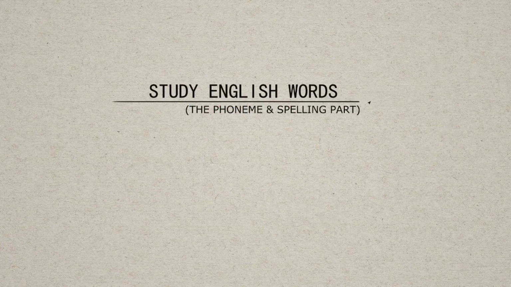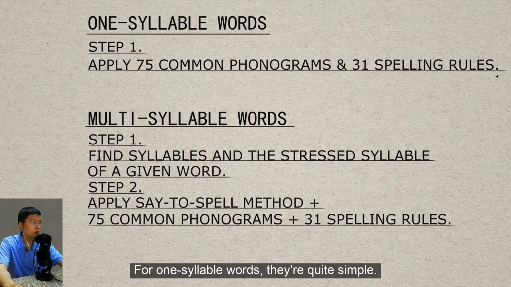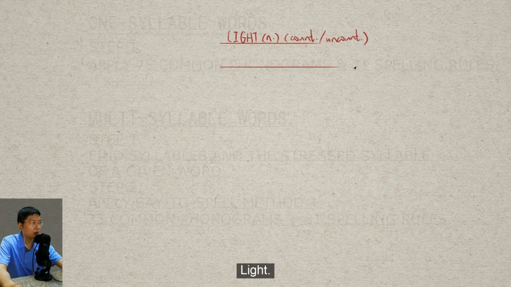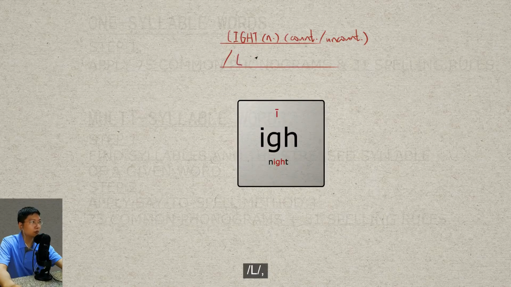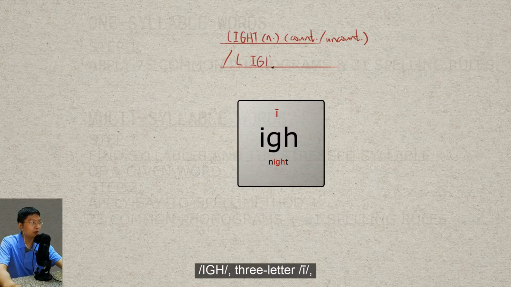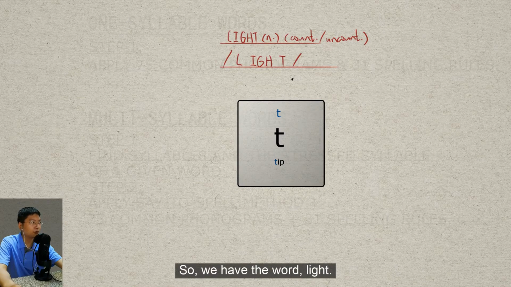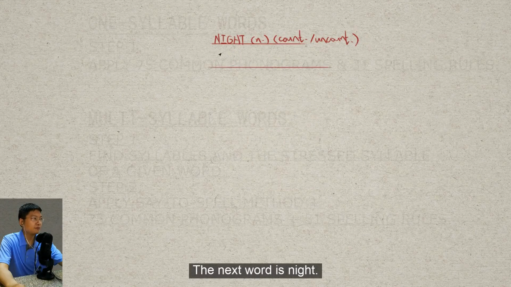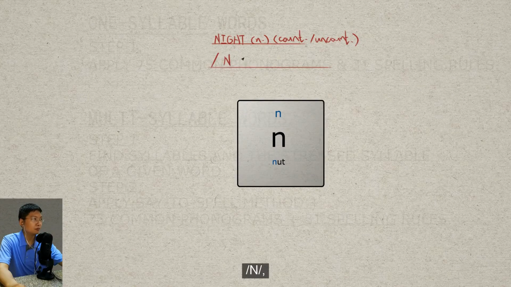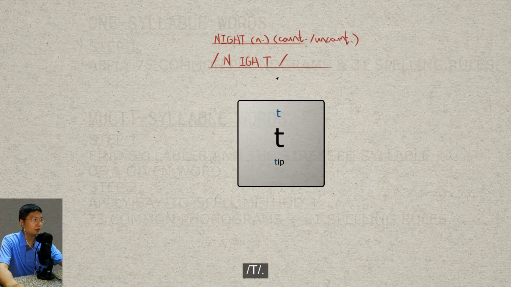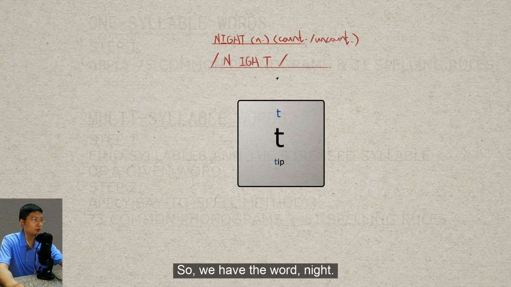Now let me demonstrate some words by putting it all together before we move to the next part. For one-syllable words, they are quite simple. We just need to apply phonograms and spelling rules. For example, light: L, I, three-letter I, T. So we have the word light. The next word is night: N, I, three-letter I, T. So we have the word night.